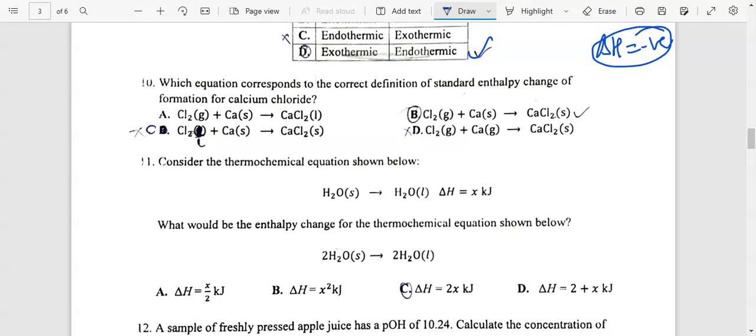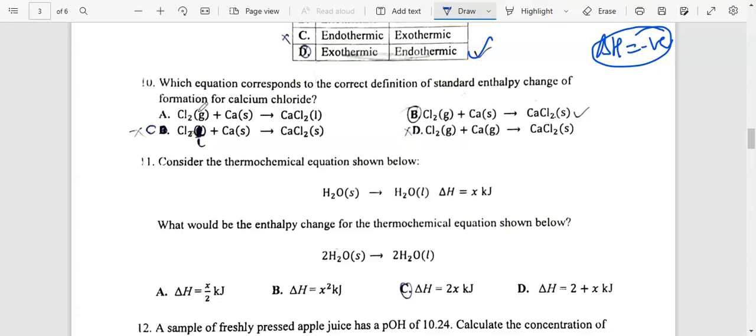Question 10. Which equation corresponds to the correct definition of the standard enthalpy change of formation of calcium chloride? When you are forming calcium chloride, we need to know that calcium chloride is a solid. You're going to react chlorine, which is a gas, with calcium, which is a solid, to form calcium chloride, which is a solid. And for the standard enthalpy change of formation, you're supposed to form one mole of product.